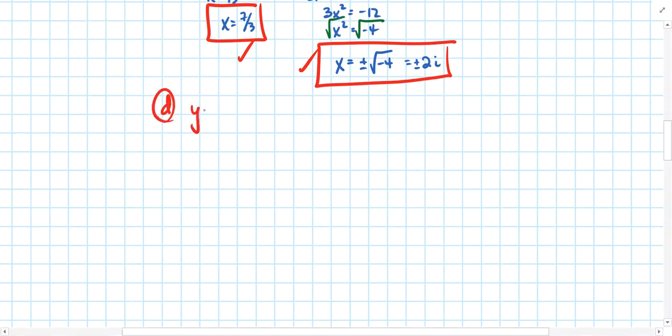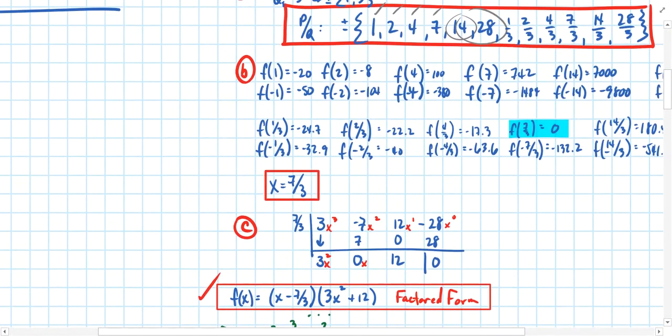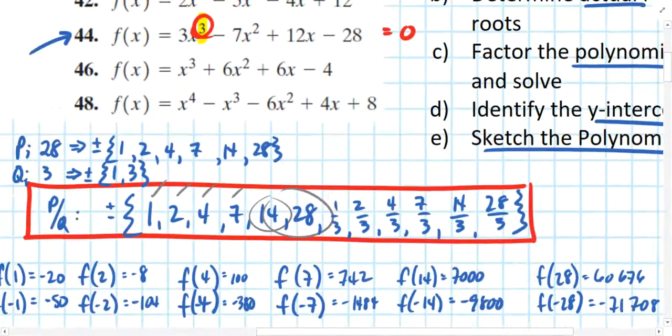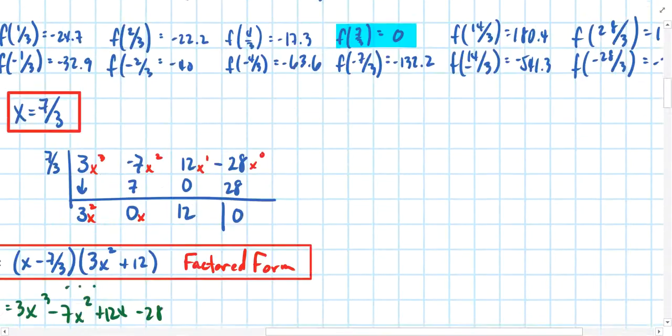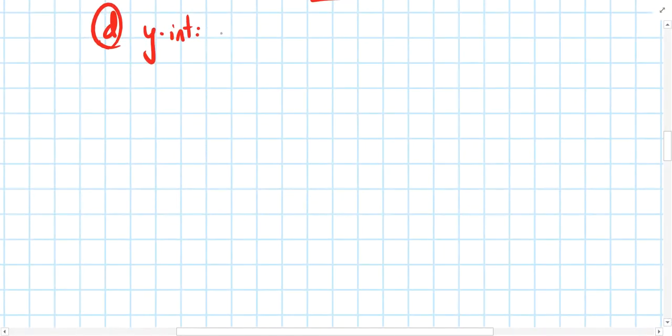Identify the y-intercept. Well, that's easy. The y-intercept occurs when x is equal to 0. And so if x was equal to 0 and we were to change all of these x's to 0, then these 3 terms disappear. The y-intercept is -28. We also mentioned in a prior video that the y-intercept is always our constant value at the end. So we've got a y-intercept of -28.